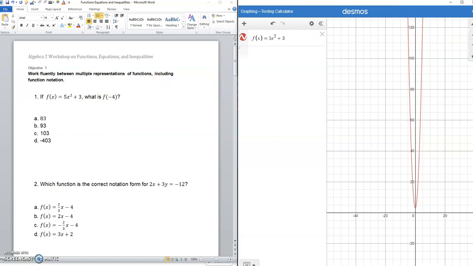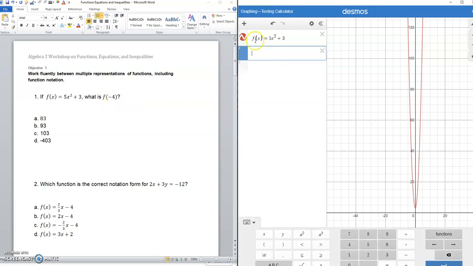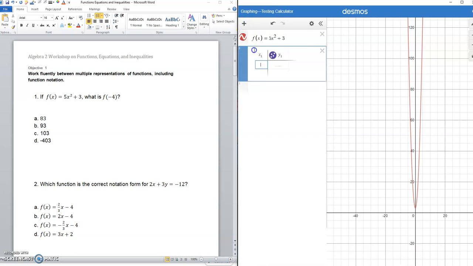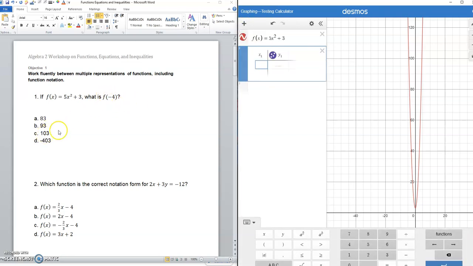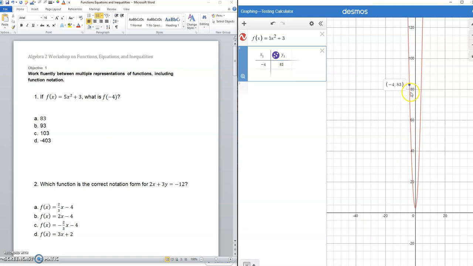In order for you to find the answer to this, where it says what is f of negative 4, you all know that negative 4 is the x. So therefore, you're looking for the y. The best way to do this is to open up another tab on your Desmos and then click on the plus sign, choose a table, and then plug this in one by one where your x is negative 4 and your y is any of these. If you had chosen the correct y, it will end up on the graph. So yeah, the answer here is letter A, 83, when your x is negative 4.